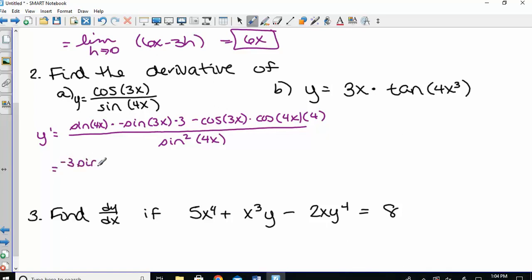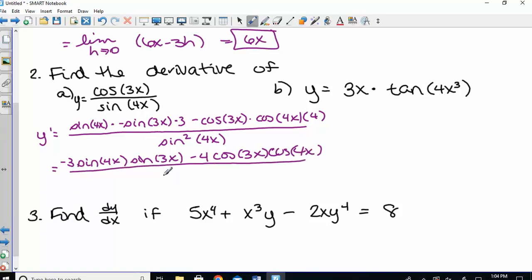So we get negative 3 sine of 4x sine of 3x, minus 4 cosine of 3x cosine of 4x, over sine squared 4x. Is that one okay? Probably easier there just to deal with the chain or the quotient rule rather than trying to bring it up with a negative power. That gets kind of ugly.